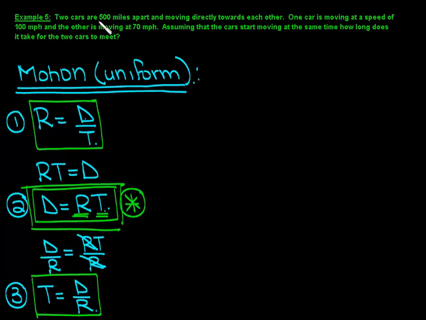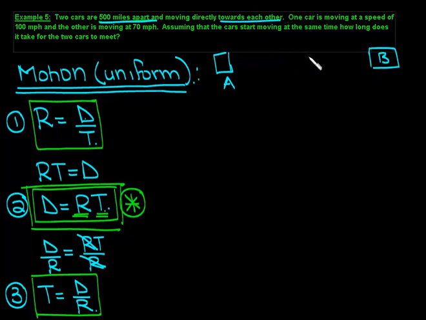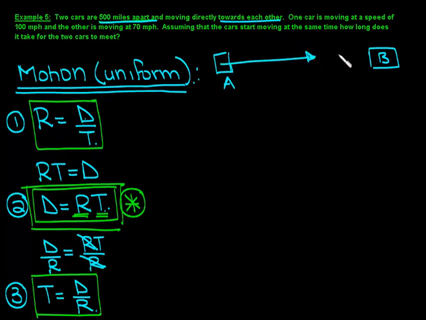Two cars are 500 miles apart and moving directly towards each other. One car is moving at a speed of 100 miles per hour and the other is moving at 70 miles per hour. Assuming that the cars started moving at the same time, how long does it take for the two cars to meet? Let me draw a picture. Again, a picture is helpful in this case. So I have two cars. Let's say this is car A here. I'll draw a box. It is moving in this direction, and then there's car B here, which is moving in this direction.